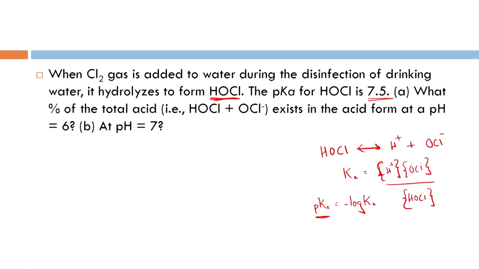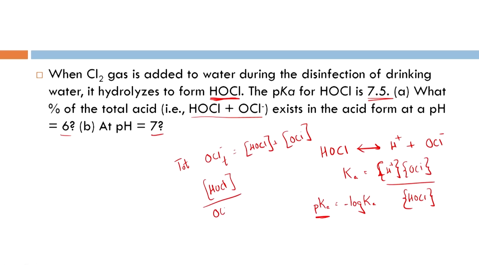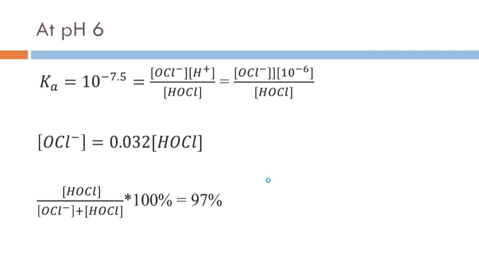So, what percentage of the total acid, that is HOCl and OCl minus, total acid meaning the concentration of both HOCl and OCl minus, exists in the acid form at a pH of 6 and at a pH of 7? As in, what is the ratio of the HOCl acid form to the total acid? That is what we want to calculate. So, again, I guess it is pretty simple, right.